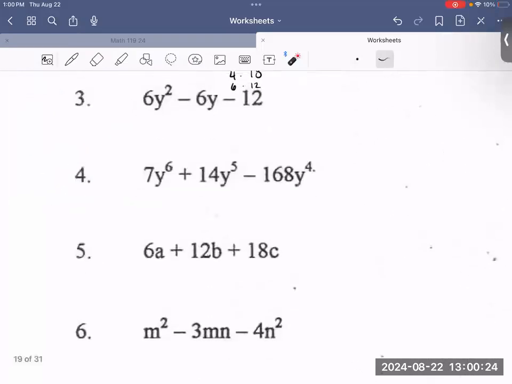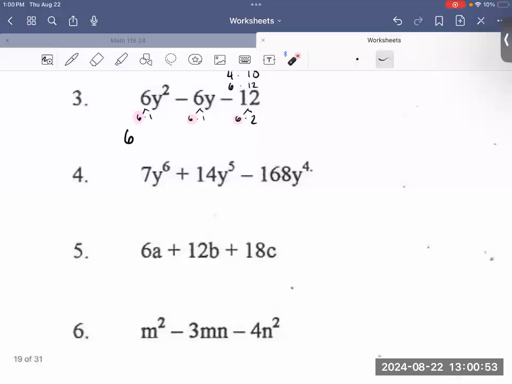So we have 6y squared minus 6y minus 12. Before we get started with factoring, let's see, do they have anything in common? Notice that they have 6's in common. 6 times 2 can make 12. So what we can take out is a 6. Do they have anything else in common? Unfortunately, no. Had this had a y in common, we could also take it out. But it doesn't have a y in common.